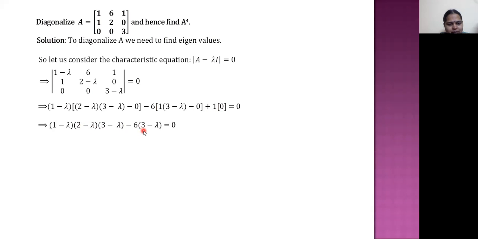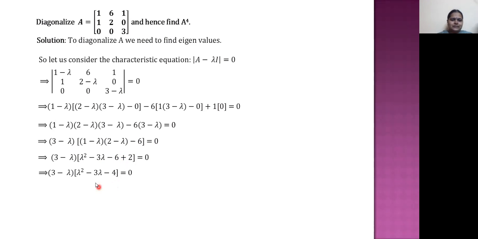Now in these two elements we have 3 minus lambda common. So take out 3 minus lambda. Then we will have 1 minus lambda into 2 minus lambda from the first term, minus 6 from the second term. Next we will multiply these two terms: 1 into 2, 2 minus lambda into minus lambda, plus lambda square, minus 2 lambda minus lambda, minus 3 lambda, and this minus 6 I have written here. 3 minus lambda is as it is. Now lambda square minus 3 lambda minus 4 equal to 0 is the next simplification.